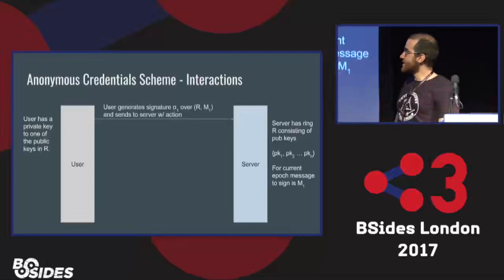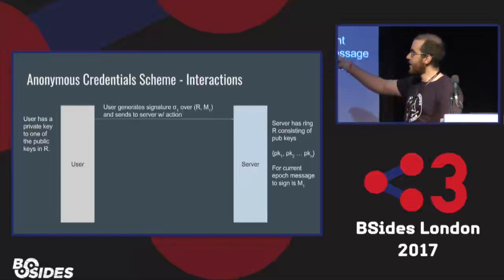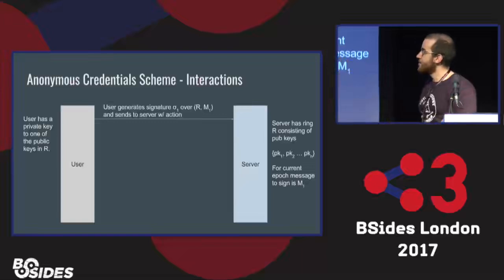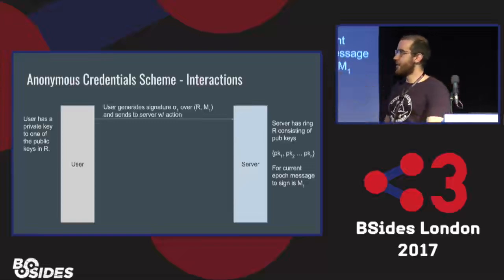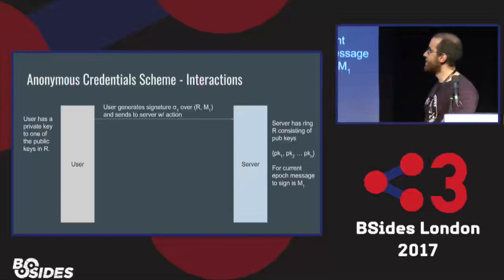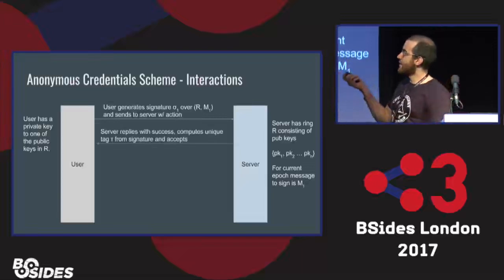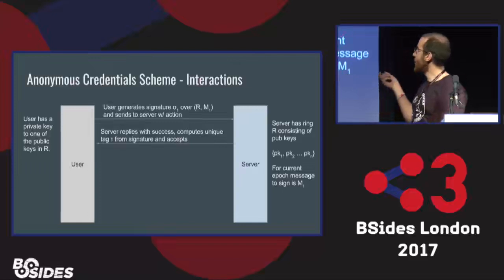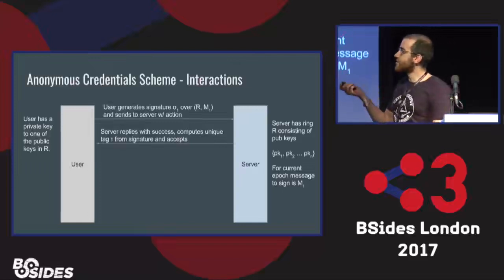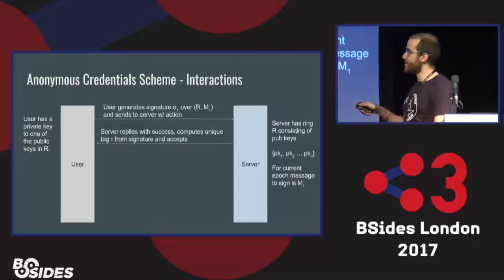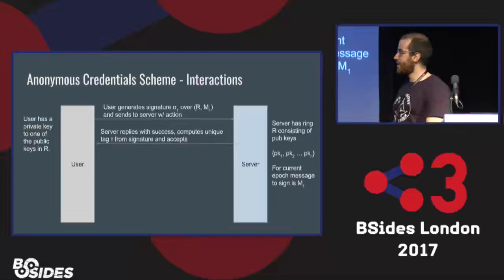So the user generates a signature, sigma one, and by the way, there are random components in these signatures, so every time I generate a signature, it's going to be different, except for one particular piece, which is a tag. The tag is always going to be the same if R and M are the same. The user sends the server an action: I want to post this, like "hello world". The server says, great, I see that given sigma, you do have a key on this ring, I just don't know which one. The server replies with success, computes a unique tag from the signature and stores that tag in the database. So this tag can never be used again.